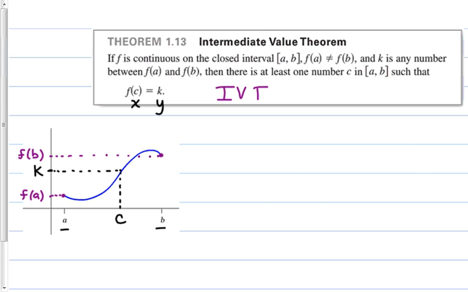This theorem basically guarantees me the existence of this dude. As long as my y value, k, is in between my f of a and my f of b, then somewhere along the line of this graph, because it is continuous, there aren't any gaps. There must be an x that will get me that k value. Okay. All right.